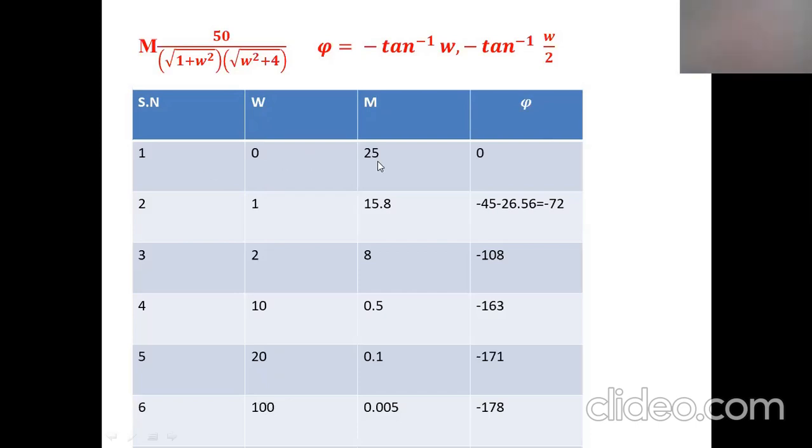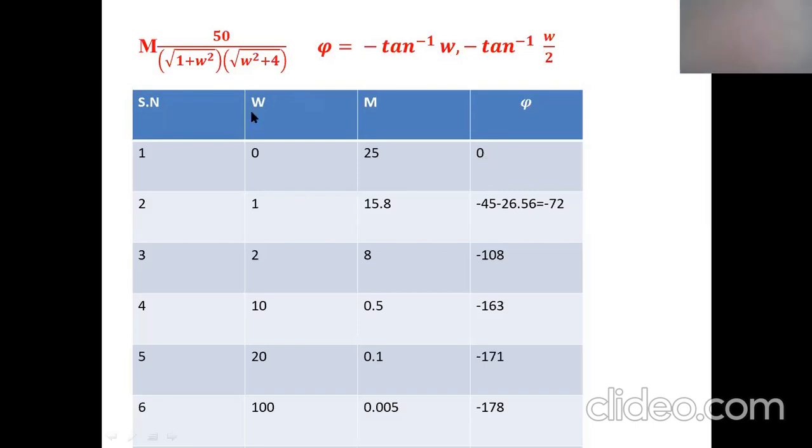So we want to look at a number of cases here. If omega is equal to 0, then this value will be 0 here. We'll have square root 1, and then this value will be square root 4. So square root 1 is 1, square root 4 is 2. So the magnitude will be 50 divided by 2. So in the table here, we fill 25. What about the phase? For the phase here, our omega is equal to 0, so this one will be 0, and this value will be 0 here. So we fill 0 in that column.